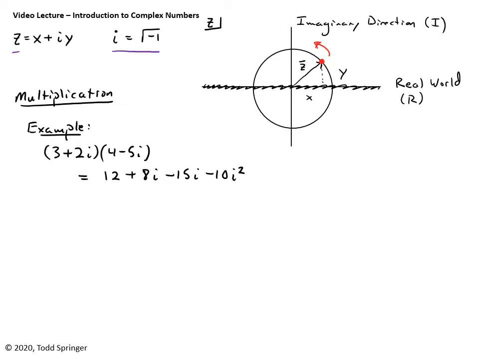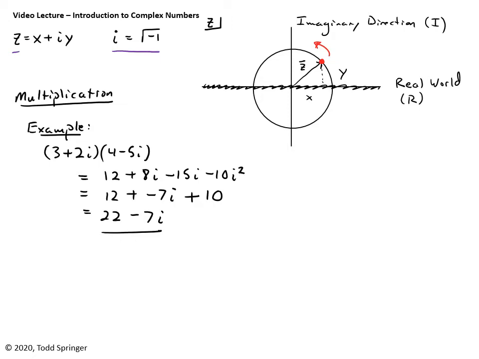So I'll group the terms that don't have the i, and I'll group the terms that have the i, just like I'm grouping components. So I'm going to have 12 plus 10 because i squared is -1, and then 8 minus 15 is -7, and so I get 22 minus 7i. So that's how I would write that.